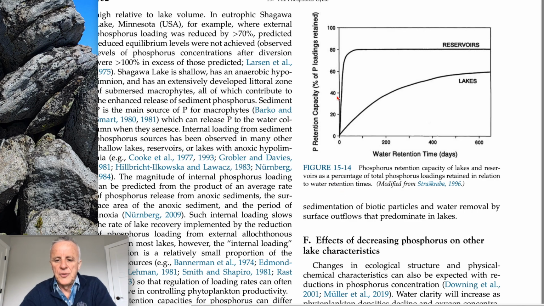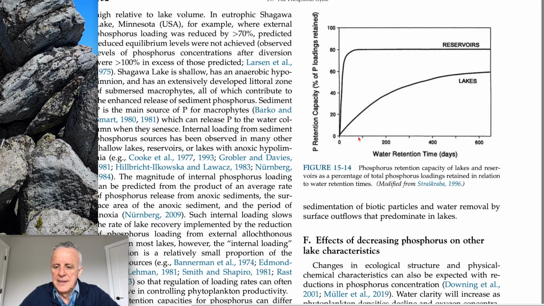Figure 15-14, phosphorus retention capacity of lakes and reservoirs as percentage of total phosphorus loadings retained in relation to water retention time. So, on the y-axis we have the phosphorus retention capacity in percentage of phosphorus loading retained. So that is the amount of phosphorus that the specific water body has retained. And on the x-axis, we have the water retention times in days. So we have the phosphorus retention capacity and then the water retention times. So for lakes, for example, we can see that the phosphorus retention is lower in percentage than it is for reservoirs.